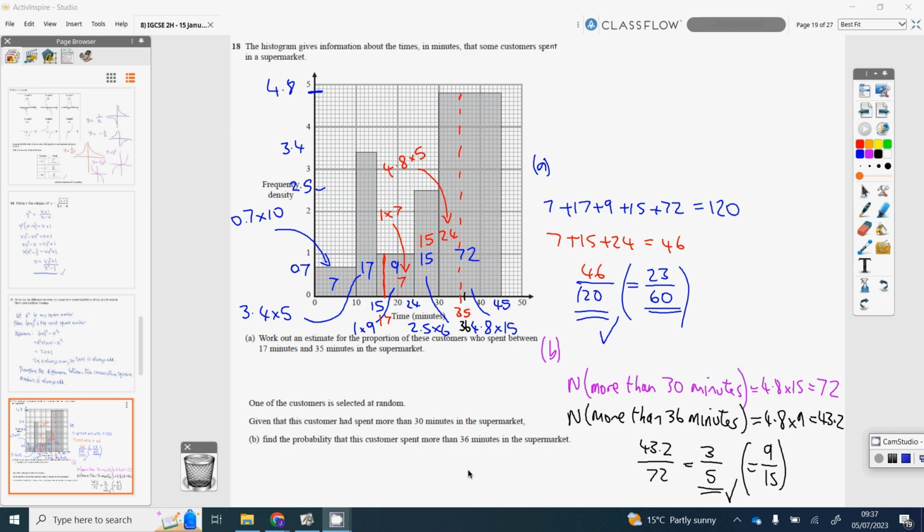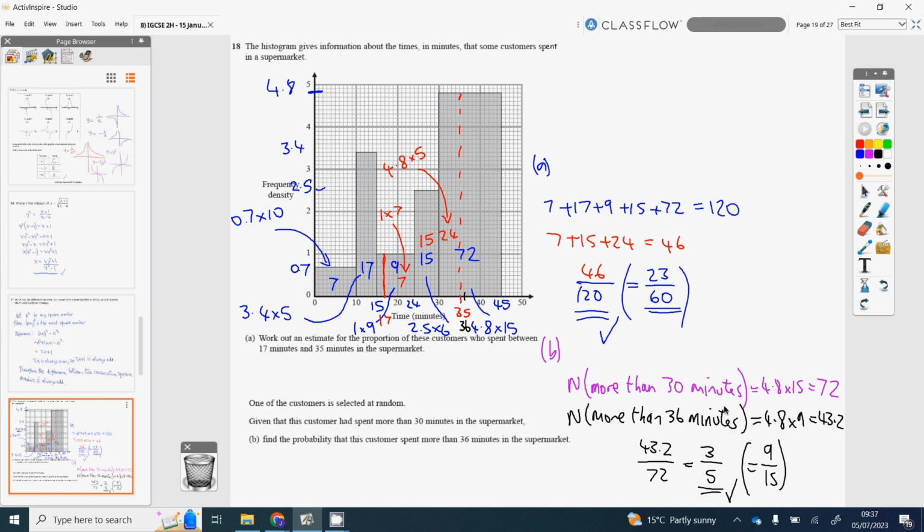Now, for part B, we're being asked to find the probability the customer spent more than 36 minutes, given they spent more than 30 minutes. So how many spent more than 30 minutes? So our 30 is here. Well, that's obviously the 72 that we've worked out already.